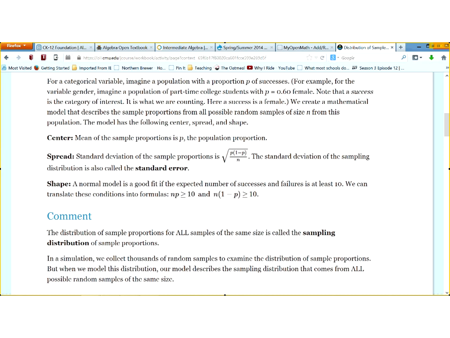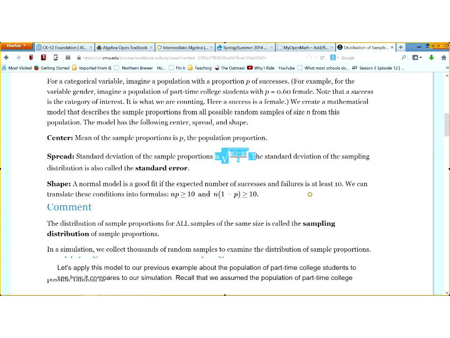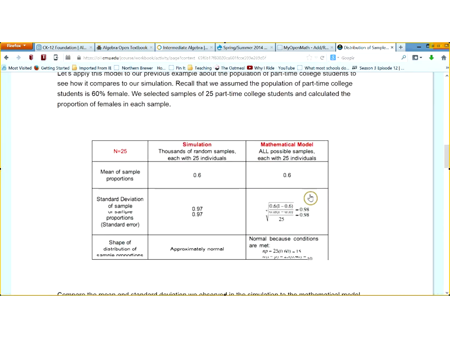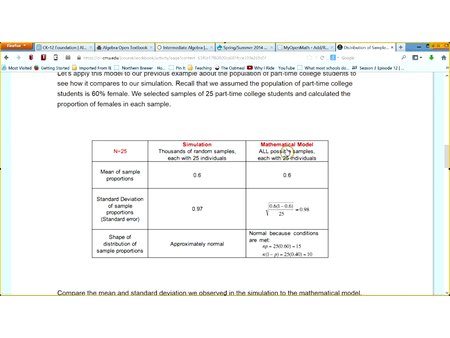If those two things are true, then basically that means you can use the normal model, or the bell shape, and I use this mean of p and the standard error for the standard deviation. So how do we apply that model? Well, here's from our simulation, and this is what we just did. The mathematical model, 25 individuals, the mean is 0.6. We just did this. We got 0.98. Actually, that's wrong. That's supposed to be 0.098. That's a good thing to note.